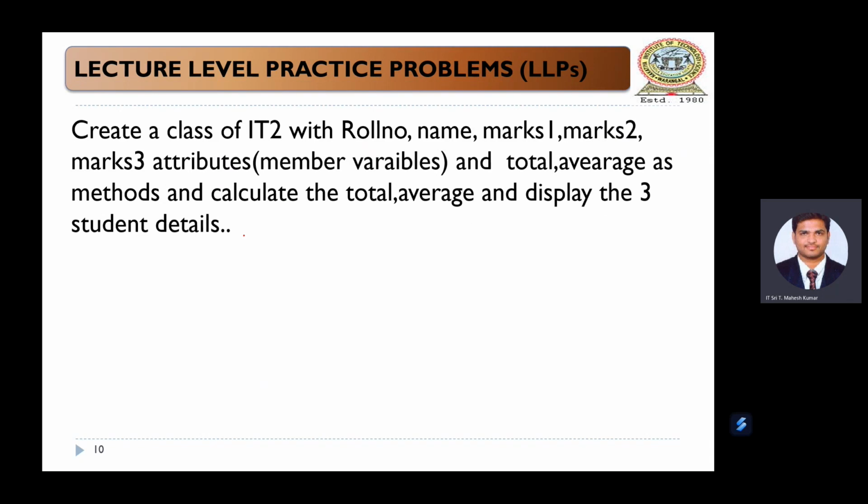Now let's see the lecture-level practice problem. First, create a class IT2 with roll number, name, marks1, marks2, marks3 as member variables, and total and average as methods. Calculate the total and average and display the details of three students in the class.